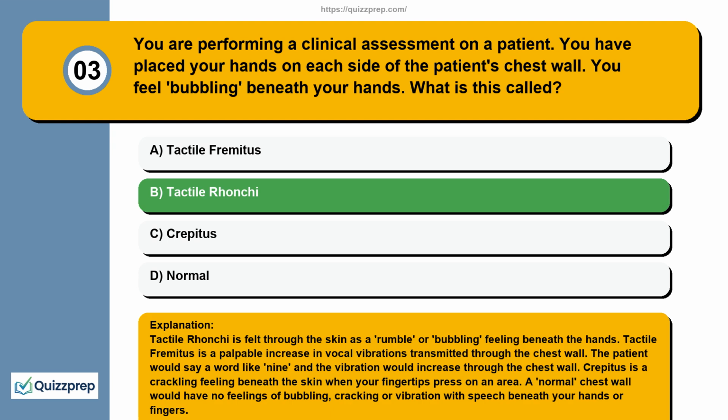Tactile rhonchi is felt through the skin as a rumble or bubbling feeling beneath the hands. Tactile fremitus is a palpable increase in vocal vibrations transmitted through the chest wall. The patient would say a word like 99 and the vibration would increase through the chest wall. Crepitus is a crackling feeling beneath the skin when your fingertips press on an area. A normal chest wall would have no feelings of bubbling, cracking or vibration with speech beneath your hands or fingers.